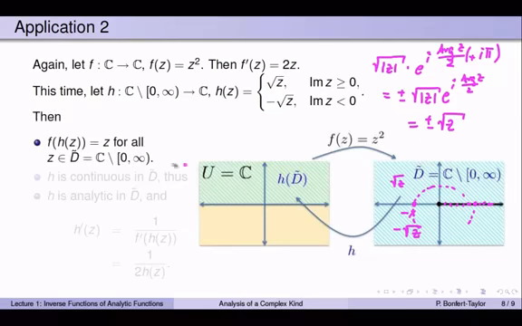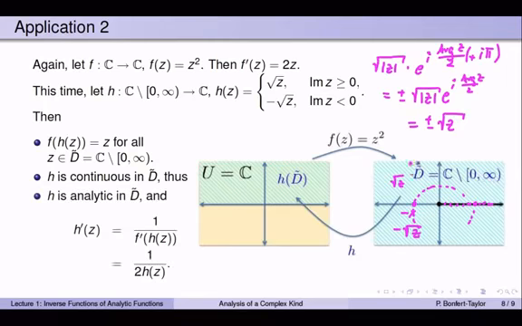Again, if I square either of those values, square root of z or minus square root of z, I get z. So f of h of z is z for all z in the plane minus the positive real axis. H is continuous in this new domain, and therefore by the theorem, this function h is also analytic in d tilde, in this plane minus the positive real axis, and its derivative is 1 over f prime of h of z, which is 1 over 2 h of z. So this function h of z right here is equal to 1 over 2 square root of z if the imaginary part of z is positive, and 1 over minus 2 square root of z if the imaginary part of z is negative.